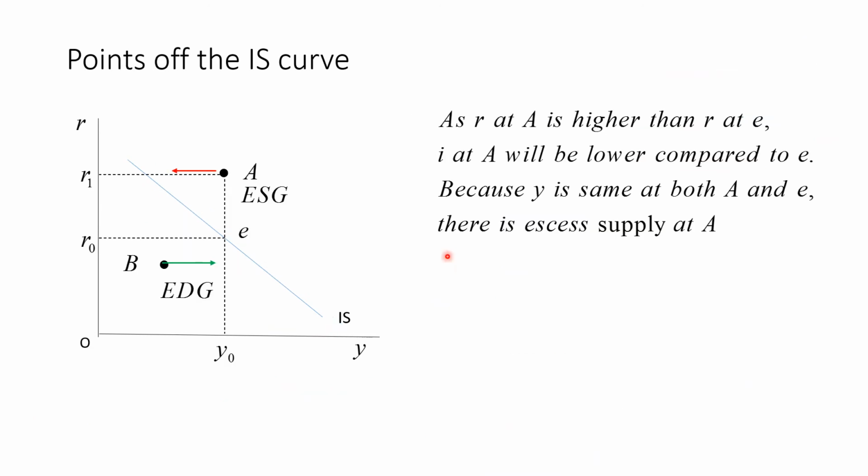So here we are going to discuss another property or aspect of the IS curve. What if we consider a point which is off the IS curve, that is, not on the IS curve? When we consider the IS curve, we know that it means all the points on the curve.